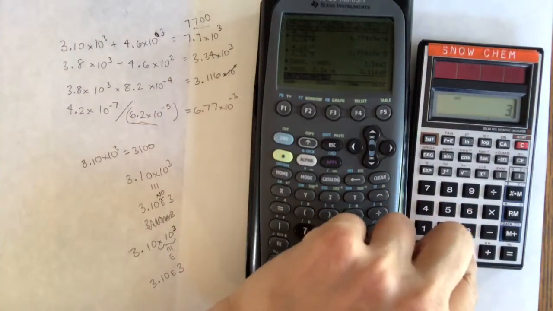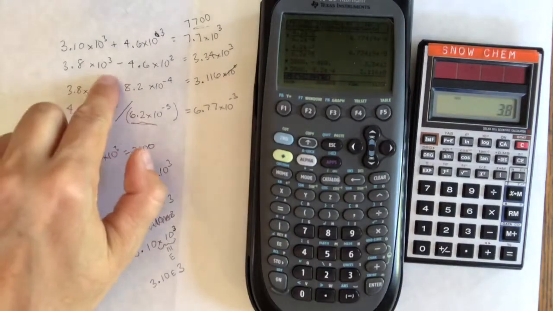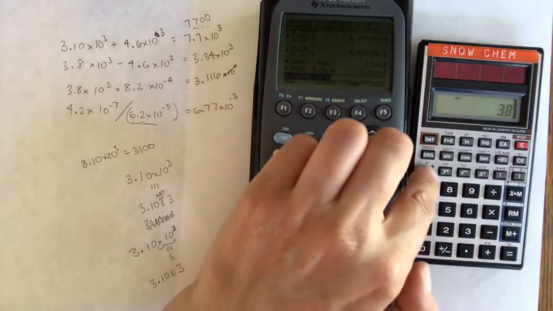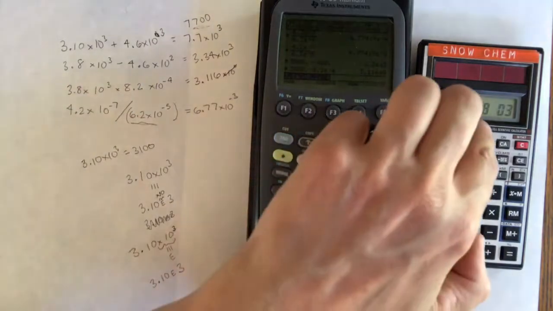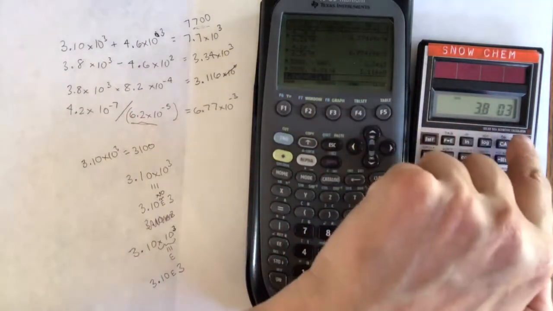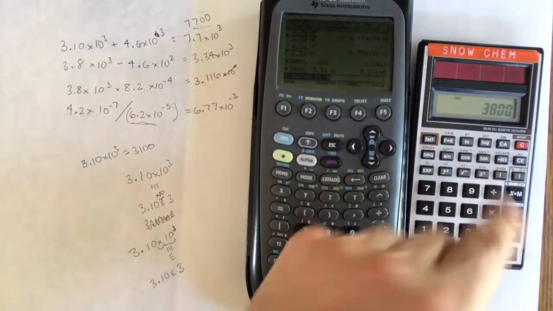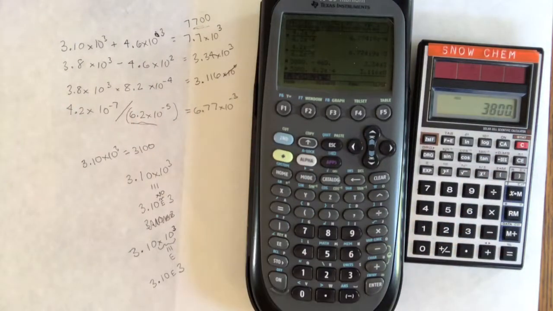So I have 3.8, and then I have times 10 to the third, so I'm going to do exponent, and then a 3, so I have 3.8 times 10 to the third in the calculator. If I hit equal, that's equal to 3800.